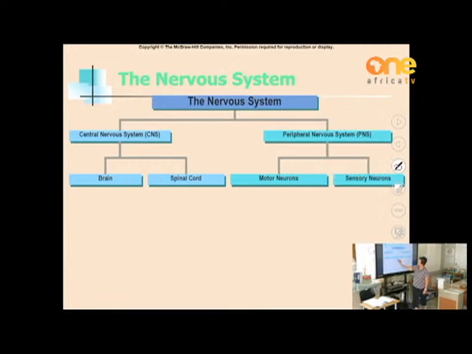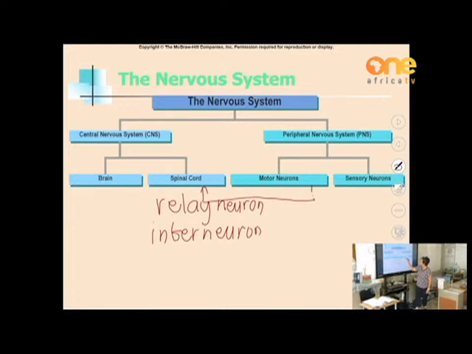But this neuron is in the spinal cord. It's called a relay neuron. Don't say it's a relay, it's a relay neuron. Or they also say the interneuron, same thing. And the interneuron or the relay neuron is in the spinal cord, but it connects these two. It's the connector between these two. Okay, you get the picture?